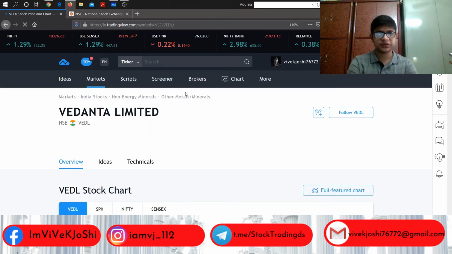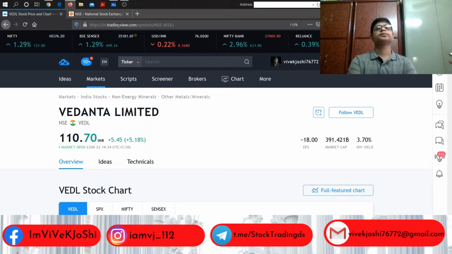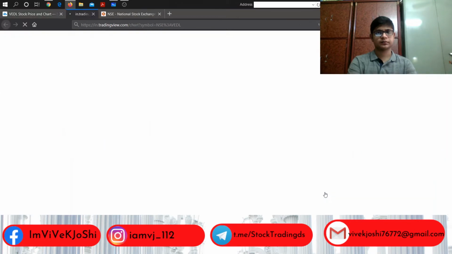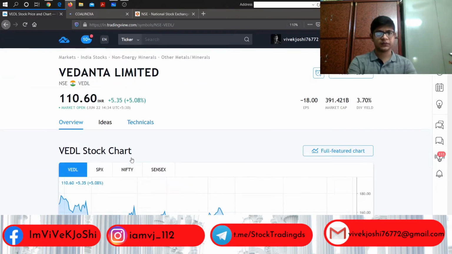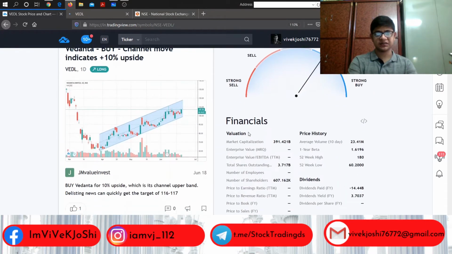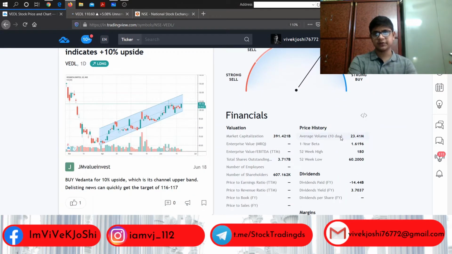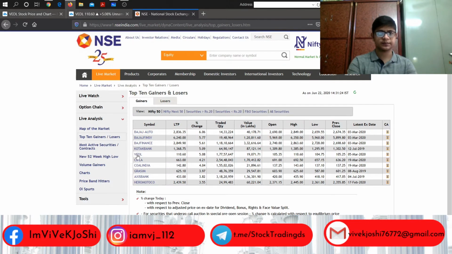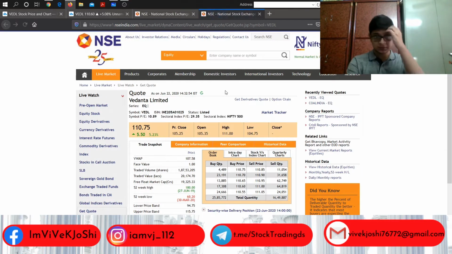A full featured chart. Now let's check all the technicals. The average volume is 23.4 million. Now let's check the volume which Vedanta had today. If the volumes are okay, traded volume is 18 million.